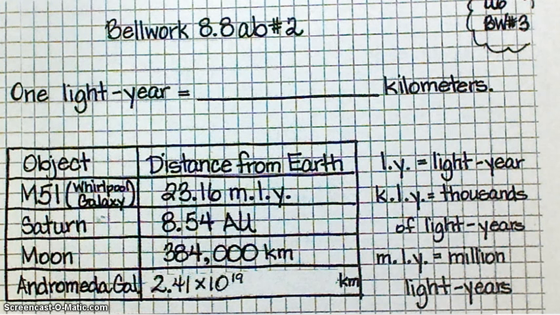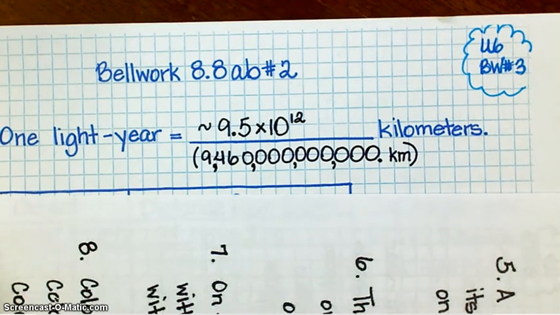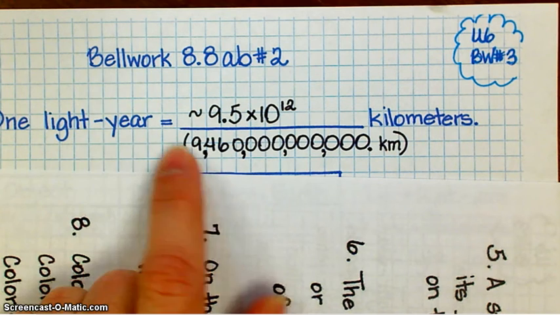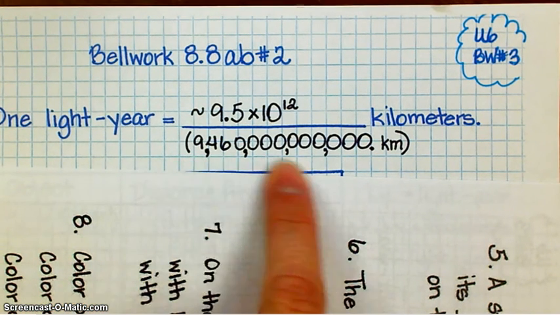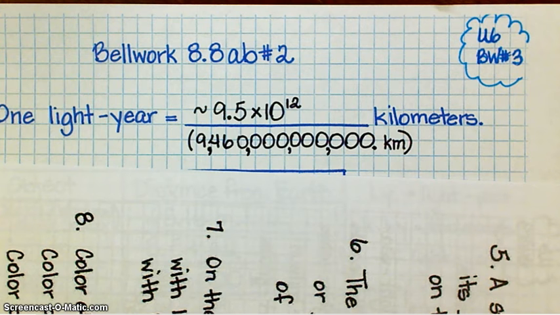Okay? It's actually equivalent to 9,460,000,000,000 kilometers. And that's not the easiest thing for us to think about or write, but if we did write it, it would look like that. The little squiggly line just means I rounded it off. It means kind of approximately. It's 9,460,000,000,000 kilometers, or we could just say it's about 9.5 times 10 to the 12th kilometers. All right?